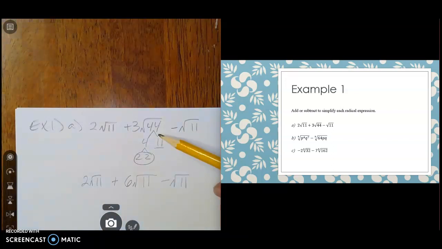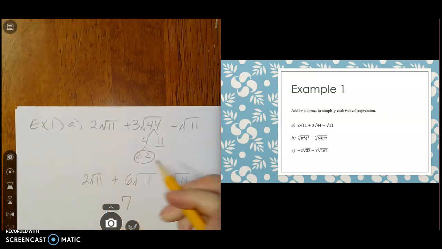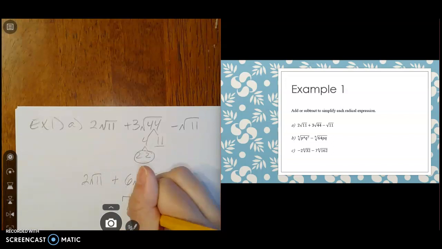So you can see how important that simplifying step is so that we can actually identify which ones are like radicals. From here, all of the square root of 11s are like terms. They're like radicals. They have the same type of root. They're all square roots, and they have the same thing under the root. They're all square root of 11s. So if I'm adding them, 2 plus 6 would be 8, minus 1 would be 7. So I will have 7 for the coefficient, and then the radical part stays the same.